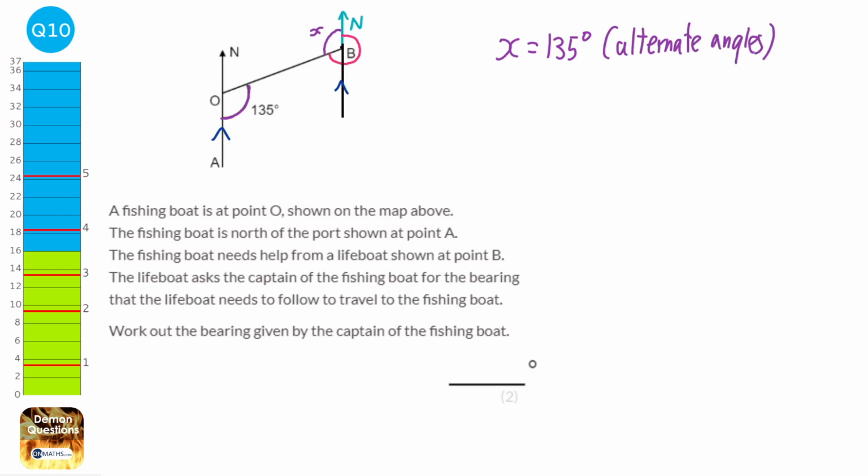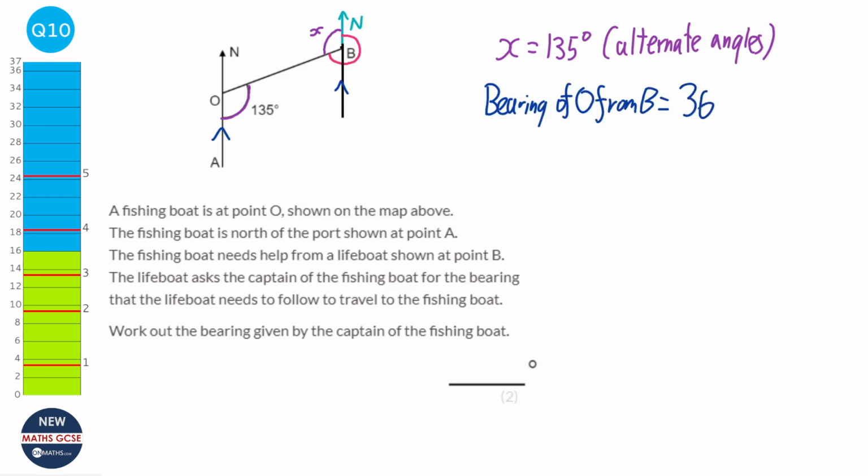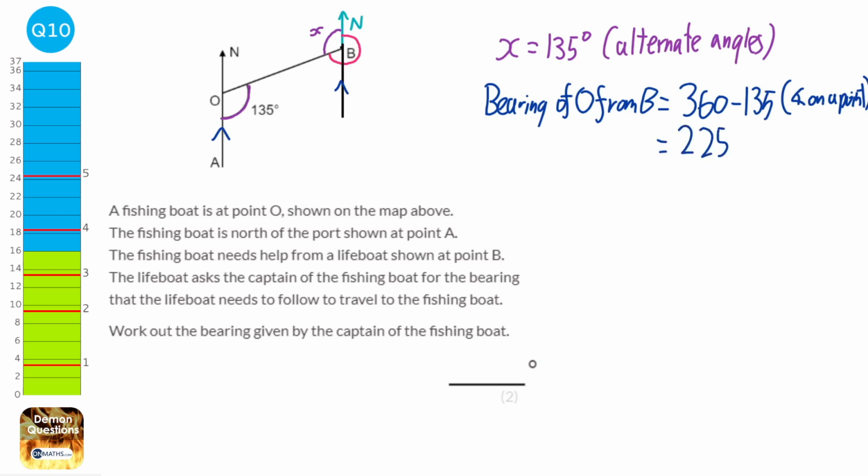Okay, and so to find out what the bearing is, so the bearing of O from B, it's just going to be 360 take away 135. And the reason for that is angles on a point. We've run out of space. Okay, so we're going to do 360 take away 135, which is 225. And so our answer is 225.